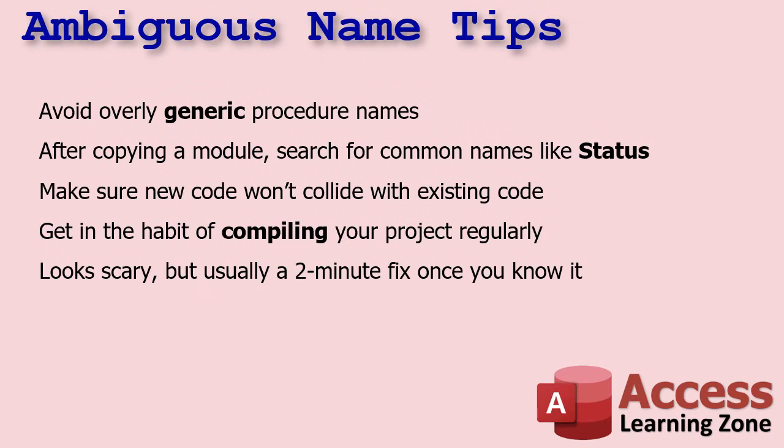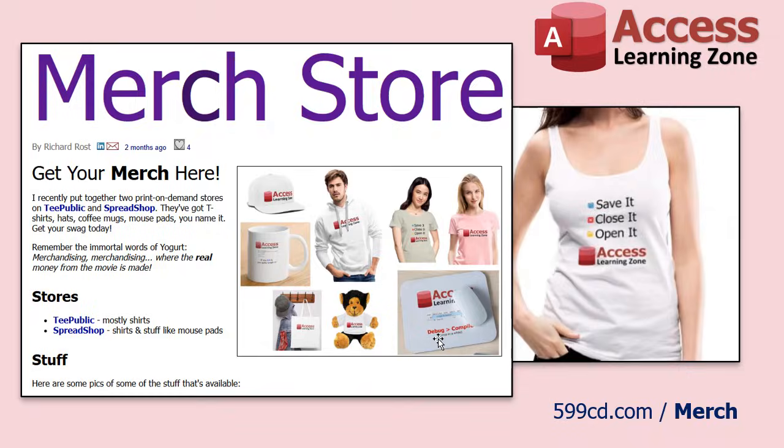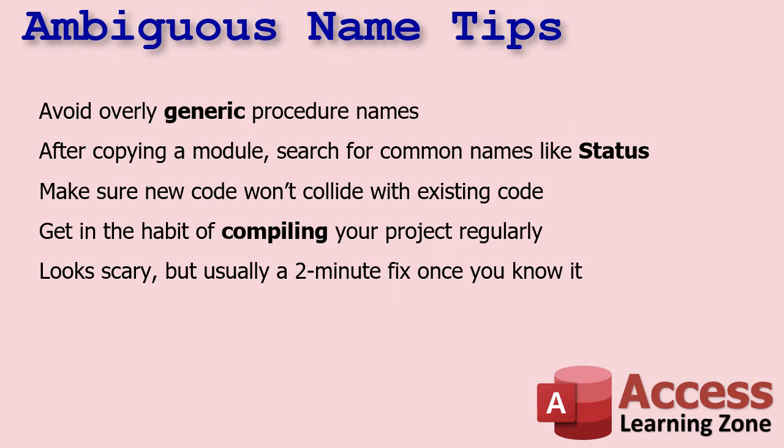Make sure new code won't collide with existing code. Get in the habit of hitting debug compile once in a while. I even put it in my merch store on a mouse pad. There it is right there. See it? Debug compile once in a while. It's on there. And ambiguous name detected is one of those scary looking errors, but it's really just a 2-minute fix once you know what it means.